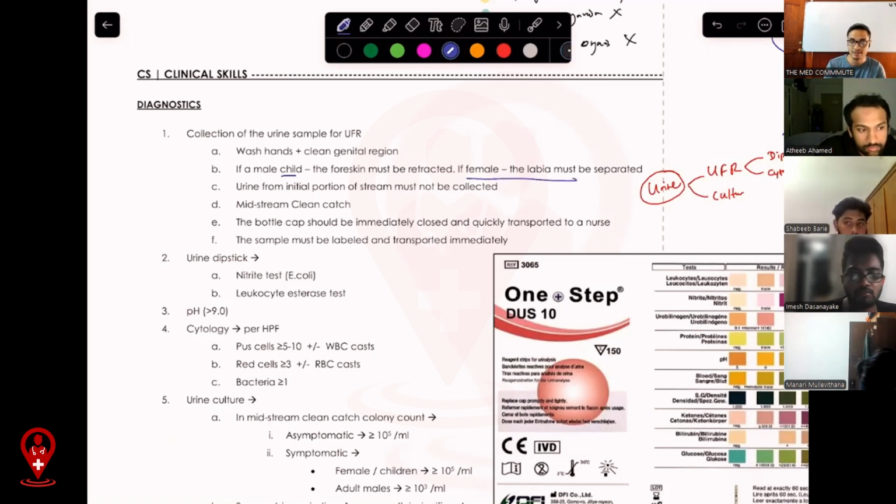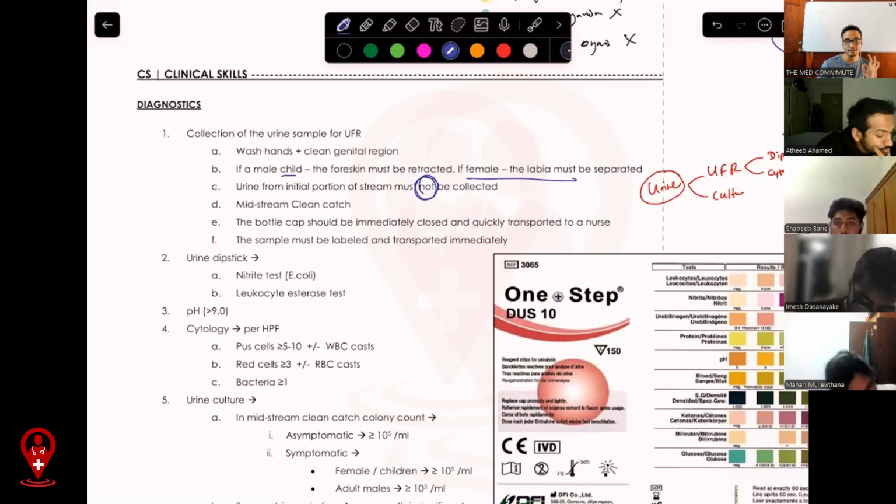Also, not just in children, the labia must be separated also in adults, specifically in obese adult females. In obese adult females also, the labia must be separated. Then, urine from the initial portion of the stream must not be collected. The first 2 to 3 seconds of urine, we are not going to collect it.